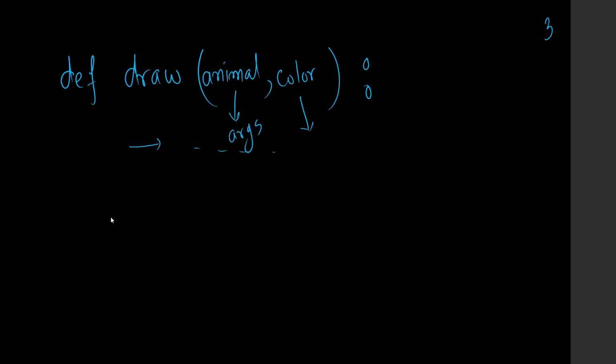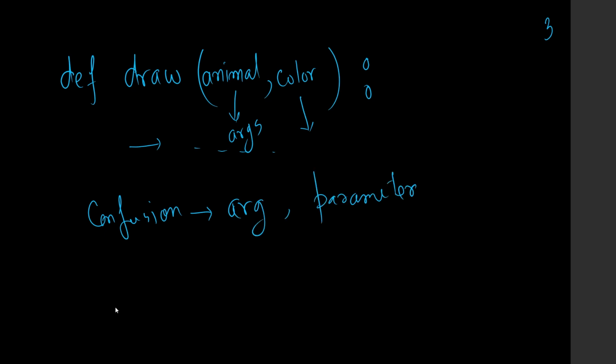Now there is this confusion of what is an argument and what is a parameter. Let me clarify that also. While we are defining the function, at that point of time, inside the function we are writing animal, which we use as a variable, and color as another variable. These two we will call parameters.